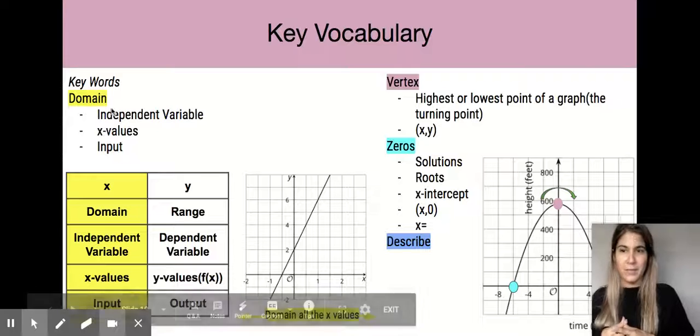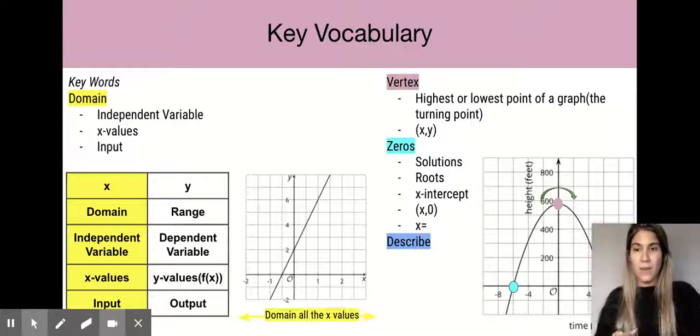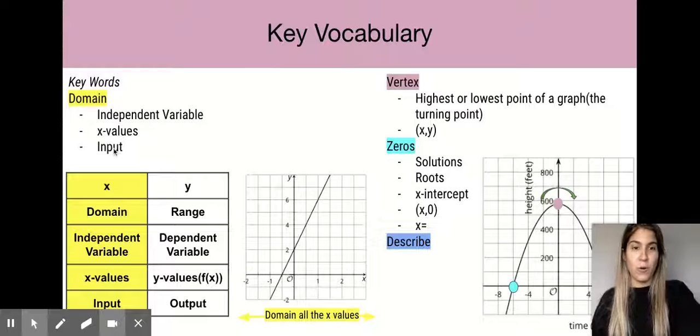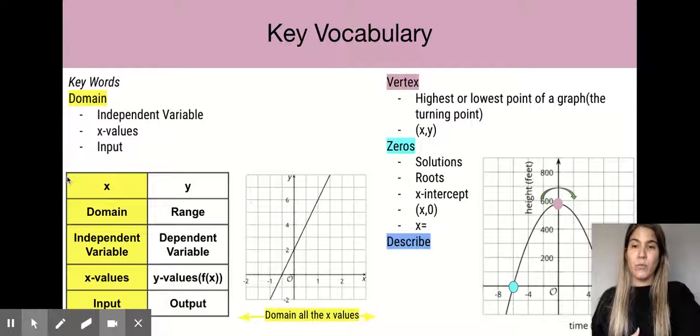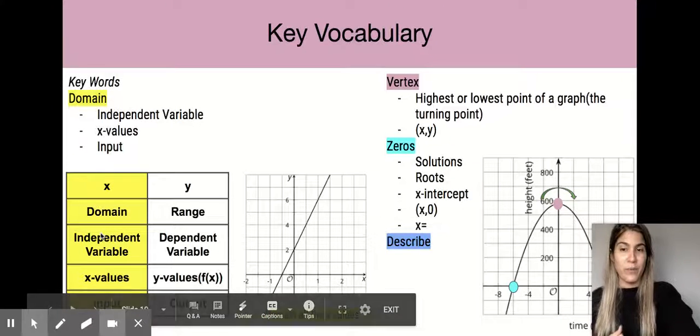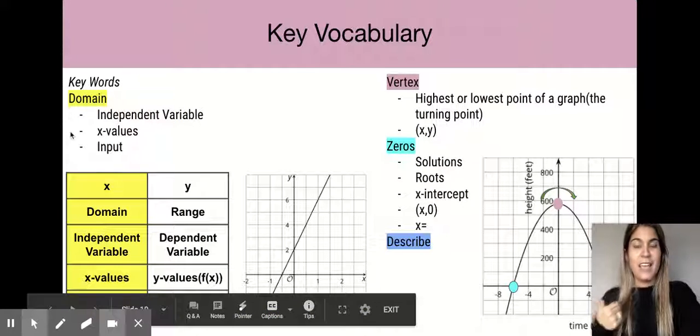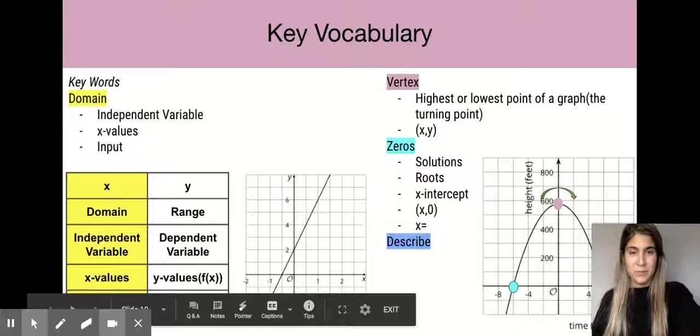the word domain. So the word domain are our independent variables, our x values, or our input. These are all words used to describe the domain. Here I have provided a small chart that you can look at in which you have that your domain is your x, it's your independent variable, it's your x values, and your input.